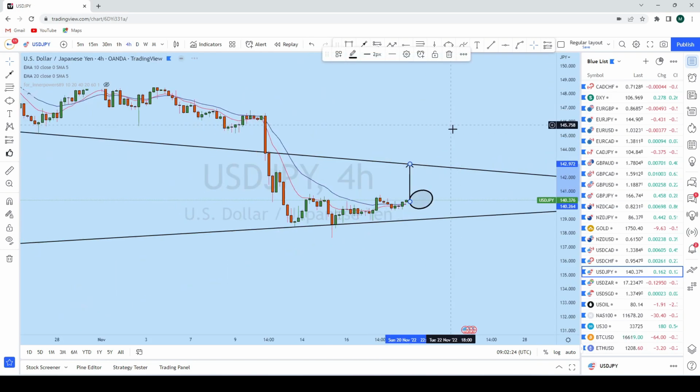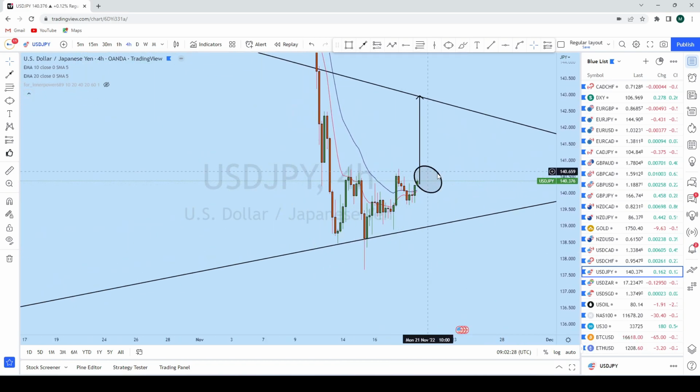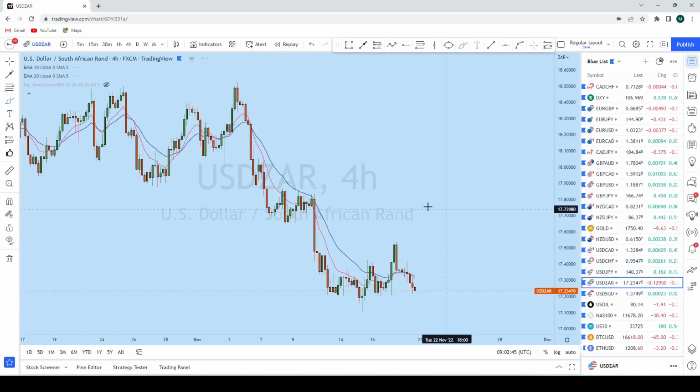Now if you look at the intraday perspective, this is what I will be waiting for, a potential bullish setup on dollar yen. We need to see another spike down, a long wick candle along this zone. As soon as we find that, we'll consider going long on dollar yen with a high probability trade setup with our students. Now let's look at USDZAR.